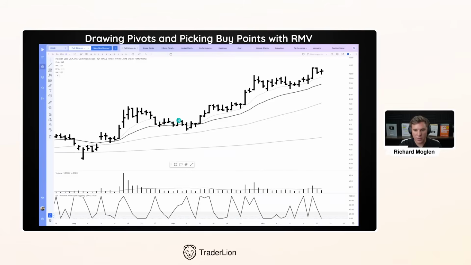In this case, the pivot breakout doesn't work and we expand lower. So you'd be stopped out here. That's trading, that happens. But it tightens up again and forms another tight range. So RMV goes down to 0 on this day where we have an inside bar. So what do we do? We look for where the highs are and where the buy point would be.